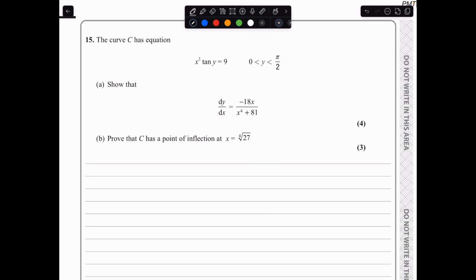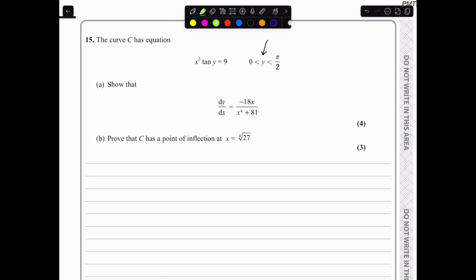We're told the curve C has the following equation: x squared tan y is equal to 9. We're also given an interval for what y could be in, and we're asked to show that the following derivative is equal to this expression.